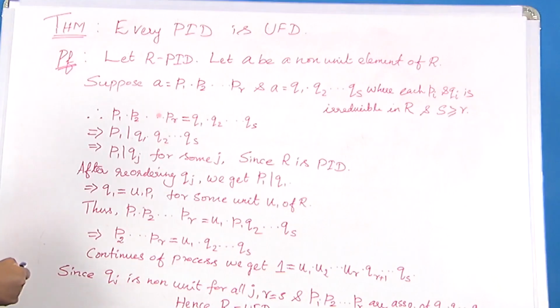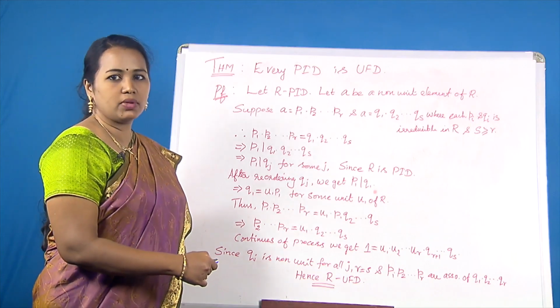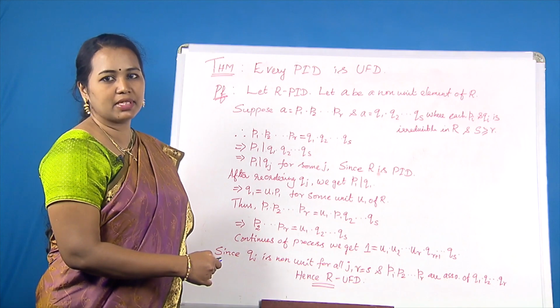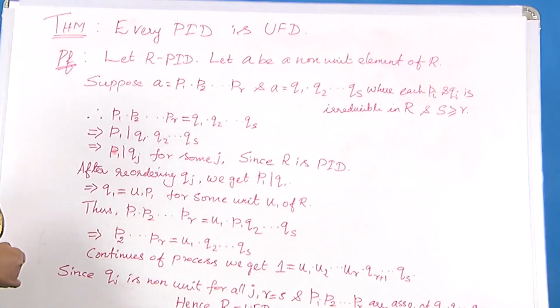Then in this situation, P1 divides Q1, Q2, and so on up to Qs. This is because P1 divides Qj for some j, and this is because R is a principal ideal domain. In a principal ideal domain, we know that every irreducible element becomes a prime element, and this is why we are able to say that P1 divides Qj for some j. So, there is going to be a Qj among these elements such that this P1 on the left hand side is able to divide it.